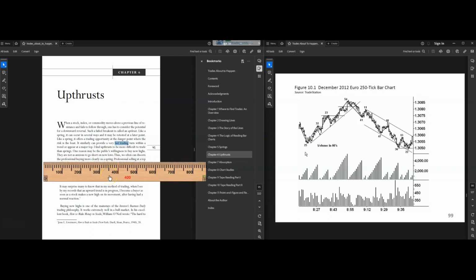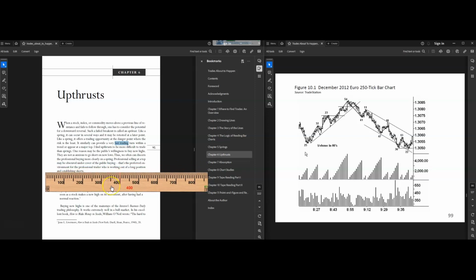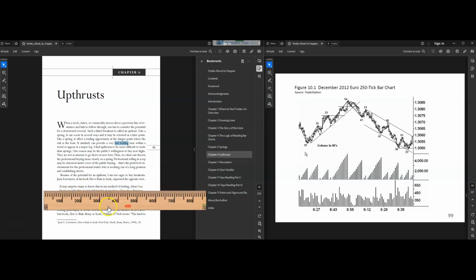Thus, we often can discern the professional buying more clearly on a spring. Professional selling at the top may be obscured under cover of public buying. That's the preferred environment. Because of the potential for an upthrust, I'm not eager to buy breakouts. Yeah, don't buy breakouts because you could be in an upthrust. All right.